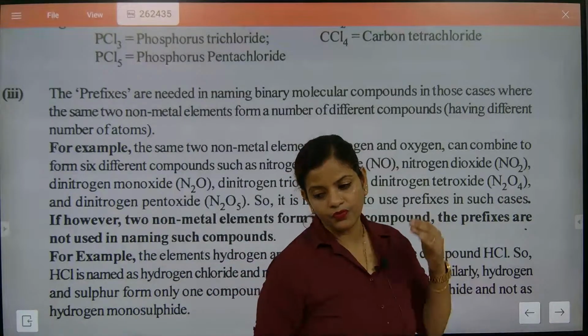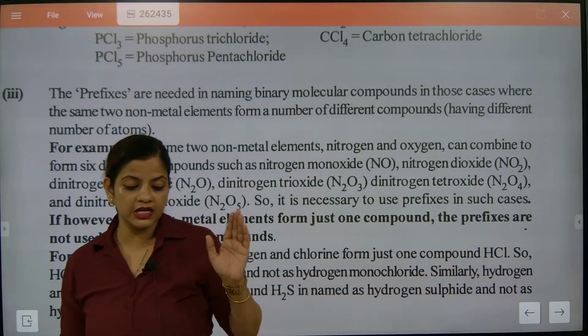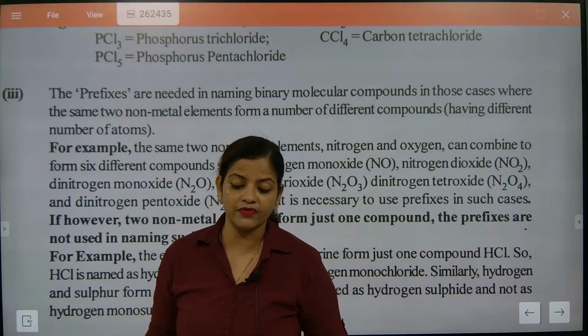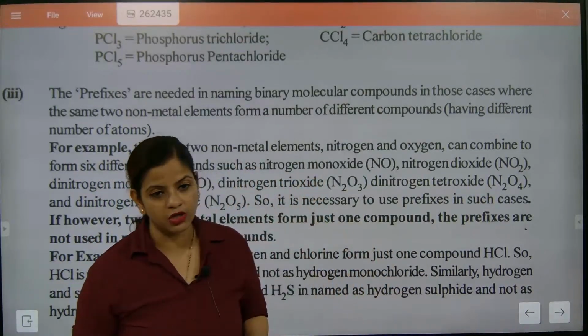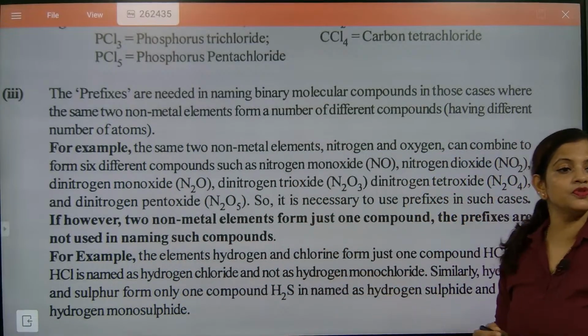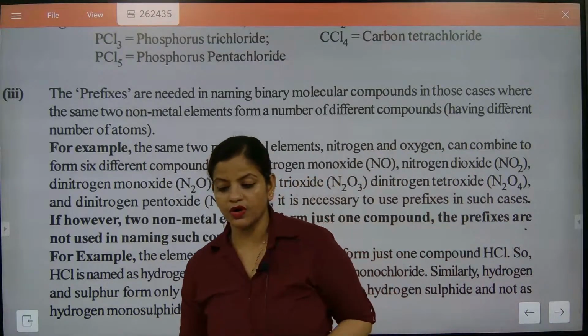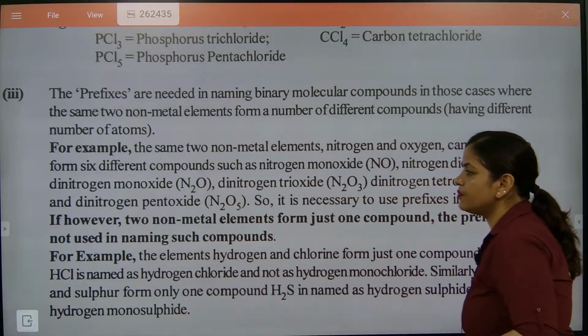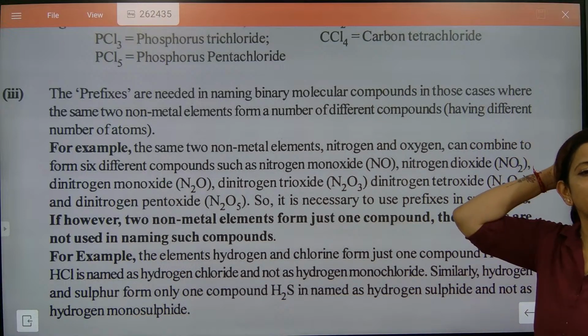So when you see that the main element, the less electronegative element, also has more than one atom, then we have to use a prefix for it also. So here we have used a prefix for nitrogen. What have we used, beta? Dinitrogen. Because how many nitrogens are there? Two nitrogens are there. So it is called dinitrogen.